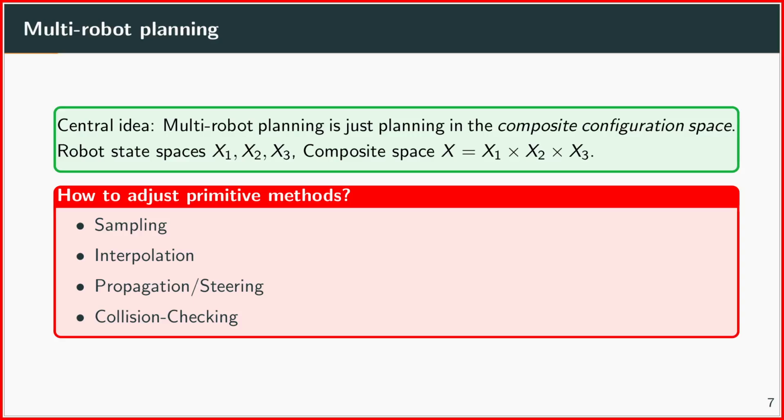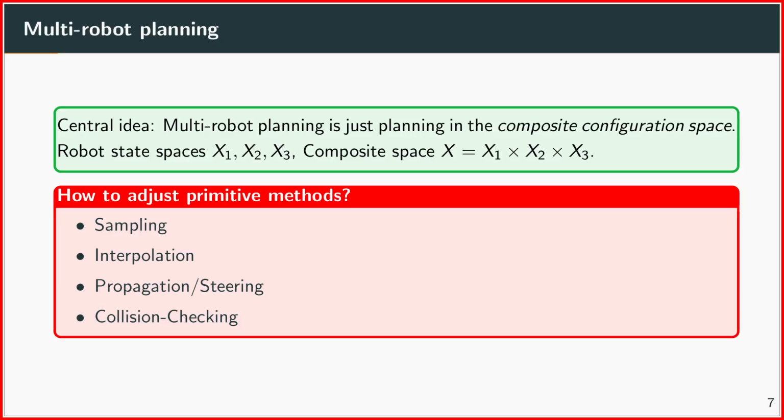For example, if we look at those 4 methods here: sampling, interpolation, propagation, steering for the kinodynamic case, and collision checking. Yeah. Collision checking, of course, because the robots would collide. Yeah. And what about the other 3? Well, I guess the sampling process would still be the same. But if you want to interpolate between sampled points, you would have to do that 3 times, like for each robot separately, I suppose. Exactly. Yeah.